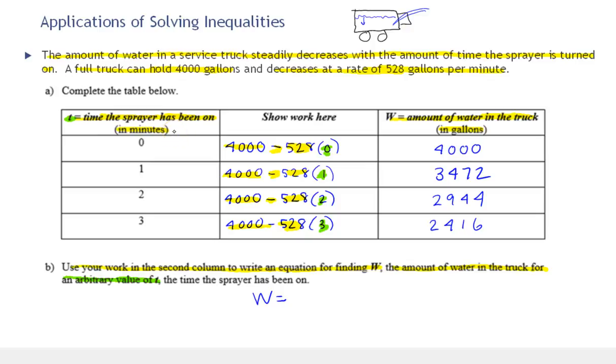Okay. So when we write our equation for W, if we want to write an arbitrary one, and that means we want to write an equation no matter what t is, we can use this equation. We would write W equals 4,000 minus 528, and we multiply that by the value of t. We'll just put t right next to it, okay, to show that we're multiplying by t. So let's look at the next question.